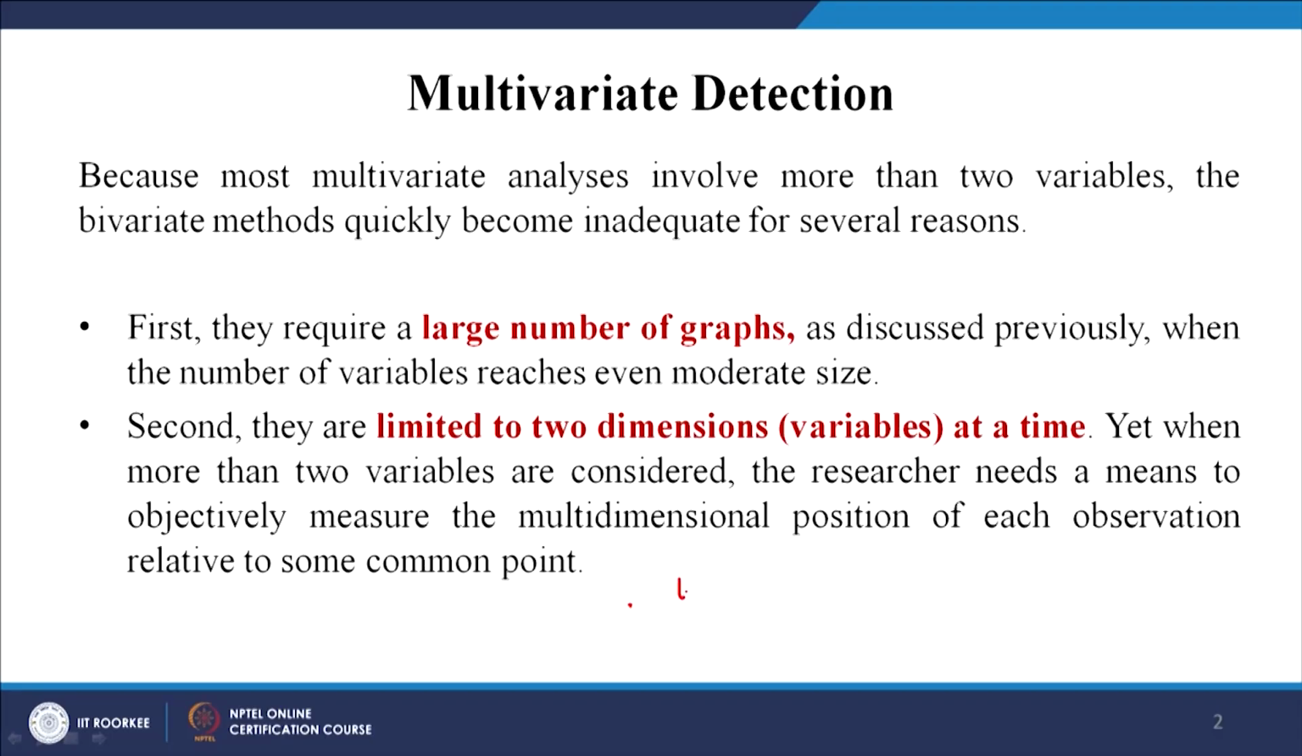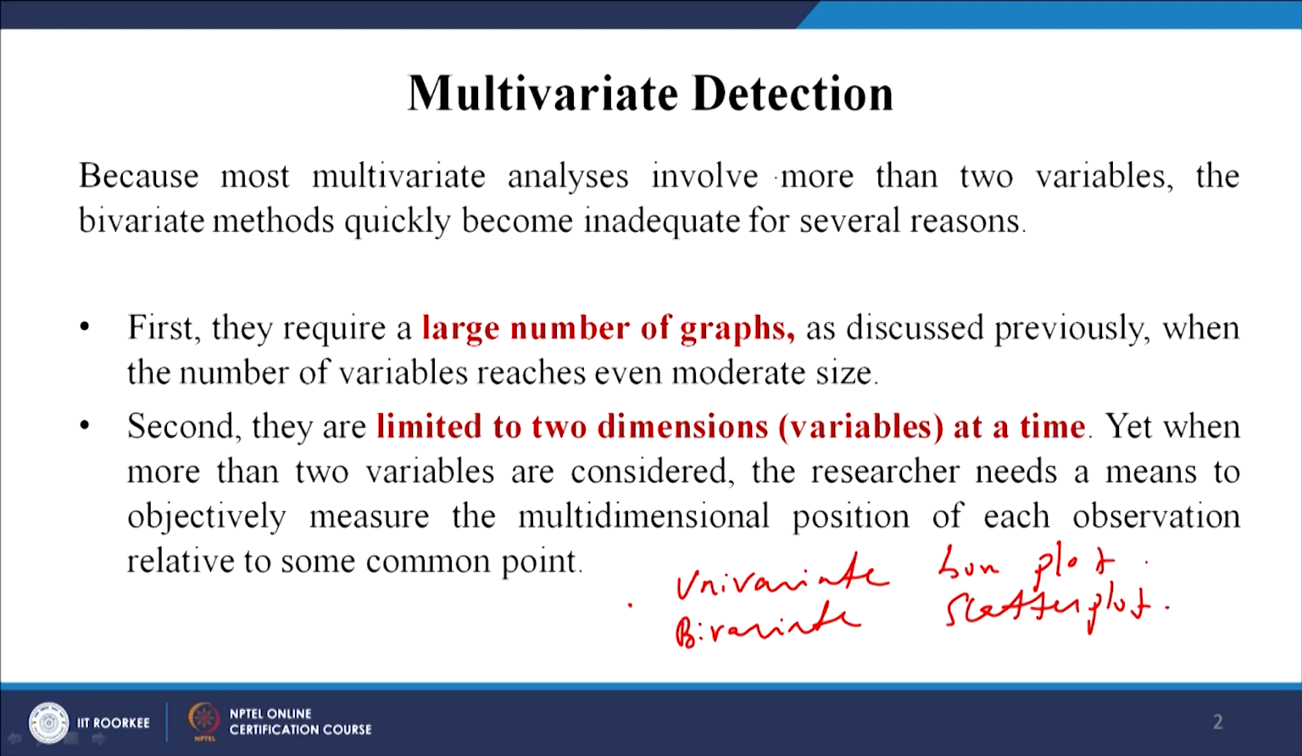In the first case we talked about univariate detection, through the box plot, and then we talked about bivariate detection, through a scatter plot. But we said there is a lot of problem in bivariate detection because it gives rise to a large number of combinations of pairs of graphs. So, the third way is multivariate detection, where we will use a new method.